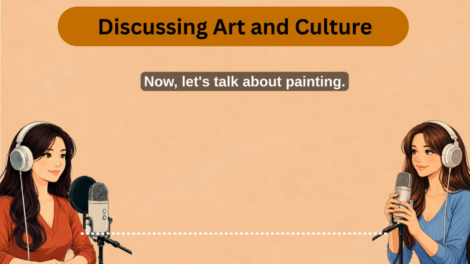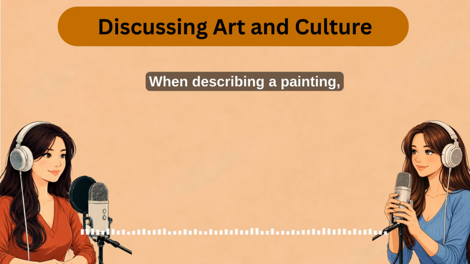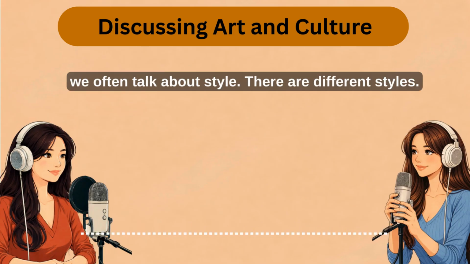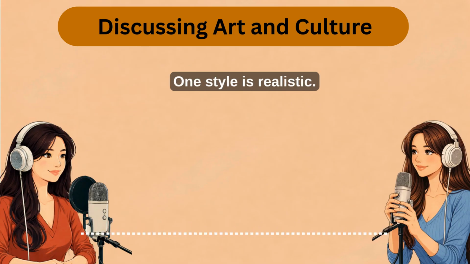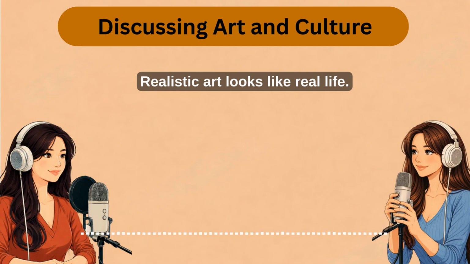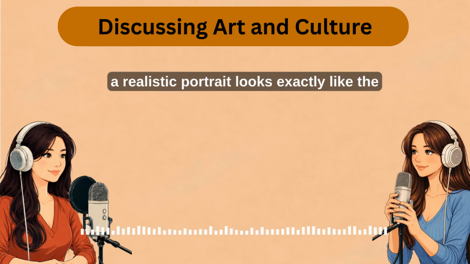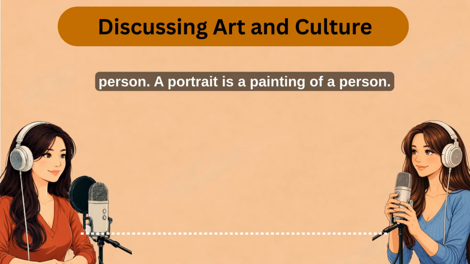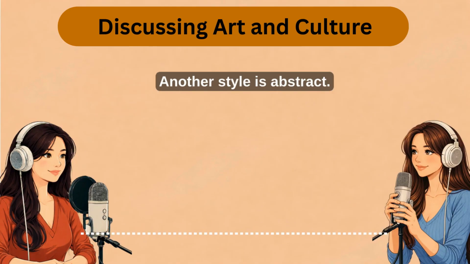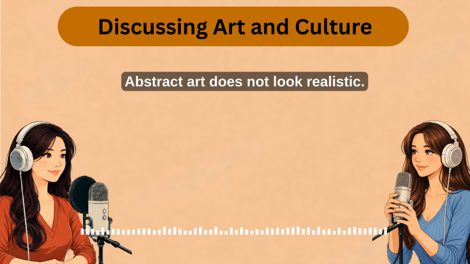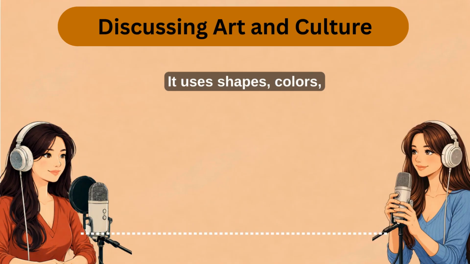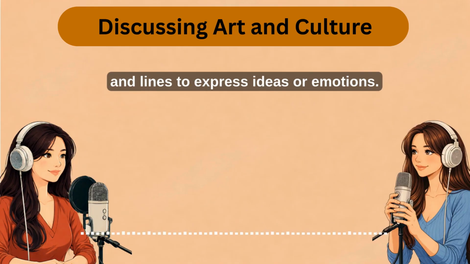Now let's talk about paintings. When describing a painting, we often talk about style. There are different styles. One style is realistic. Realistic art looks like real life. For example, a realistic portrait looks exactly like the person. A portrait is a painting of a person. Another style is abstract. Abstract art does not look realistic. It uses shapes, colors, and lines to express ideas or emotions.